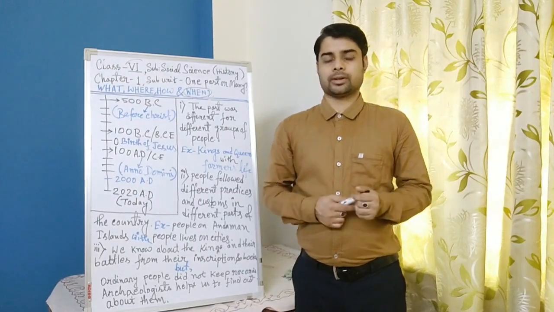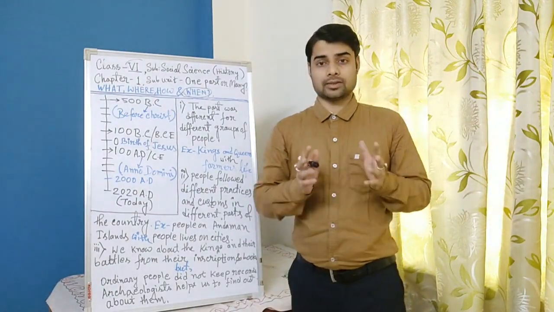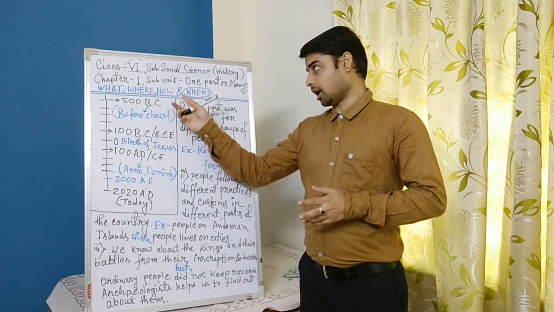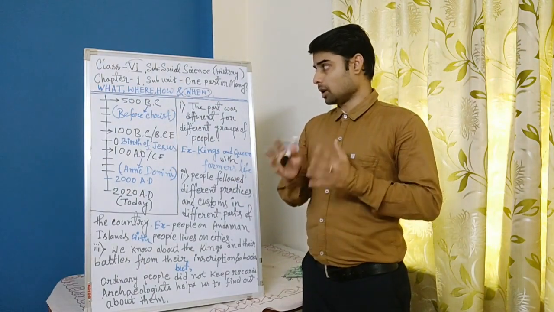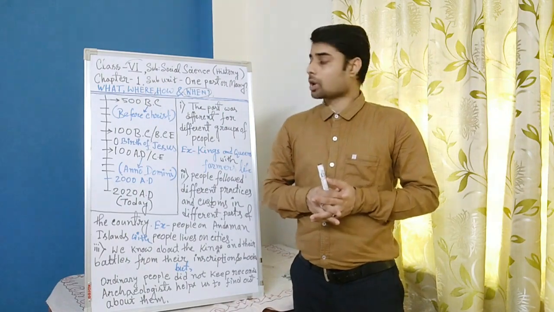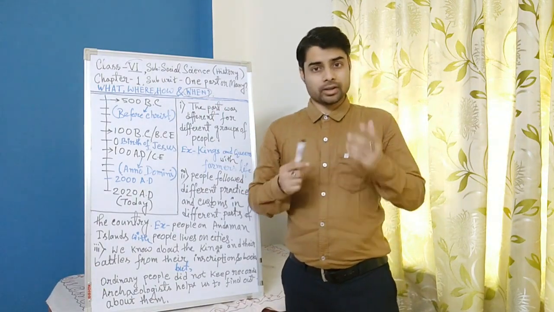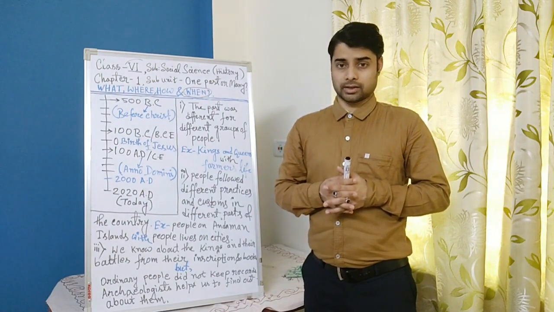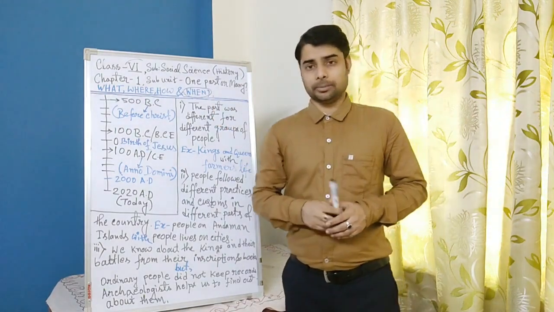Good morning everyone. Today we will start class 6 social science, history. The name of the chapter you already know: What, Where, How and When. In this chapter we have already learned what, where and how history was written. Now today we learn about the rest of the question: when history was written and how we can assess the dates. And the name of the subunit is One Past or Many.